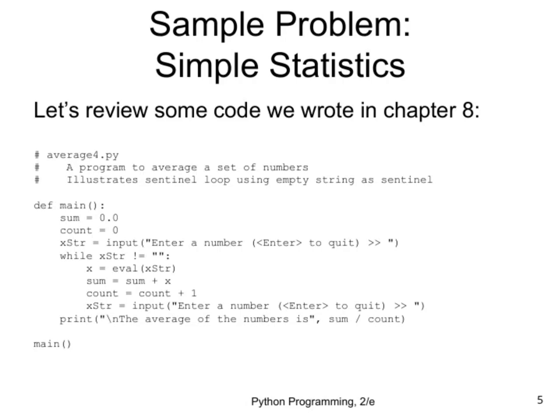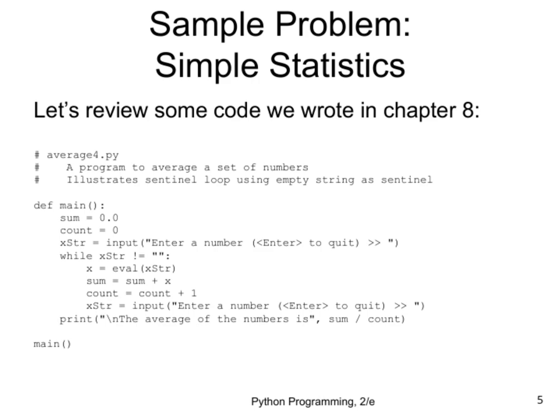Let's review some code we wrote in Chapter 8. This is a simple program called average4, and its purpose is to calculate the average of a set of numbers. One of the key concepts here is the use of a sentinel loop, which allows us to keep asking for input until a specific condition is met, in this case, when the user presses enter on an empty line. You can see that we initialize the sum and count variables before starting the loop. Then, we prompt the user to enter a number, with the instruction that pressing enter will quit.